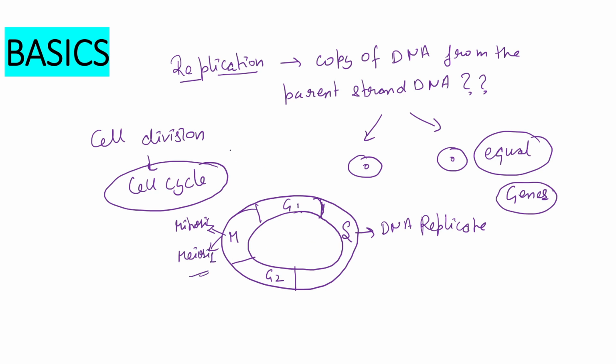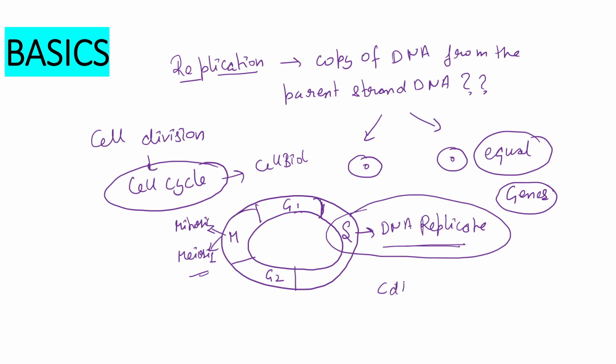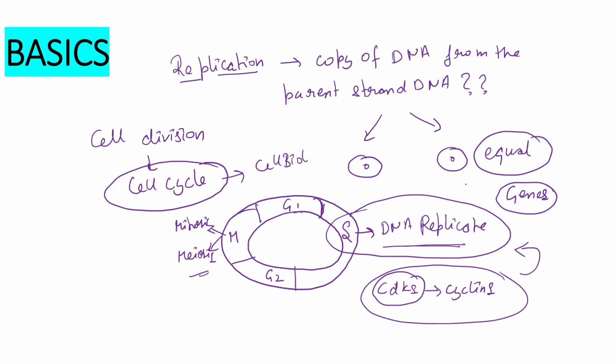You will learn about this cell cycle when you study the cell biology unit. But for now, what is important is that DNA replication occurs in the S phase, and the cell cycle is regulated by CDKs. CDKs interact with cyclins, and this keeps the cell cycle progressing. So the point was that the DNA replicates in the S phase of the cell cycle. After the S phase, the G2 phase comes, and at the last we get mitosis or meiosis, and then one cell divides into two.